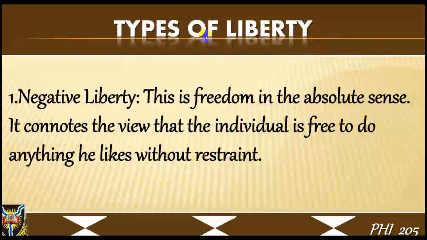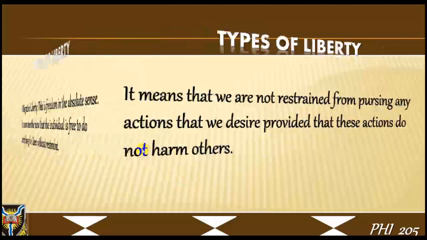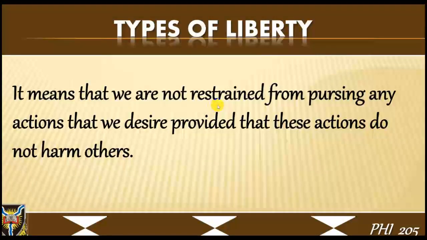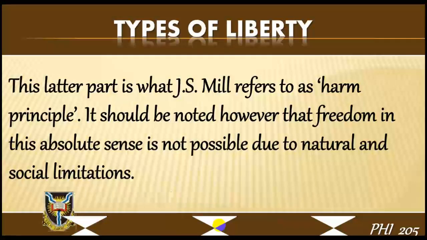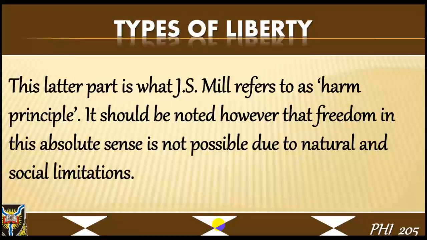Types of liberty. 1. Negative liberty. This is freedom in the absolute sense. It connotes the view that the individual is free to do anything he likes without restraints. It means that we are not restrained from pursuing any actions that we desire, provided that these actions do not harm others. This latter part is what J.S. Mill refers to as the harm principle. It should be noted, however, that freedom in this absolute sense is not possible due to natural and social limitations.